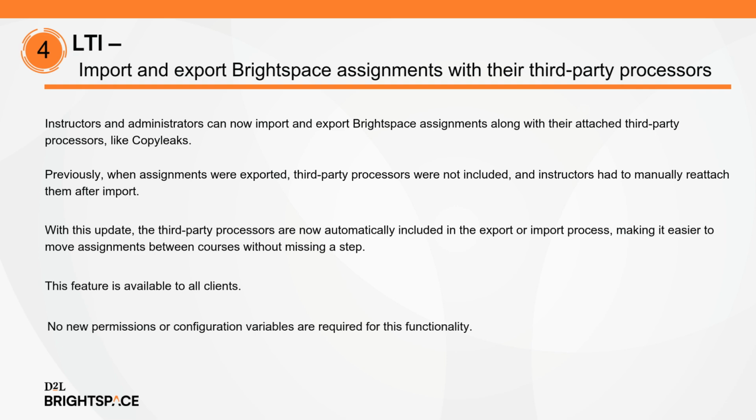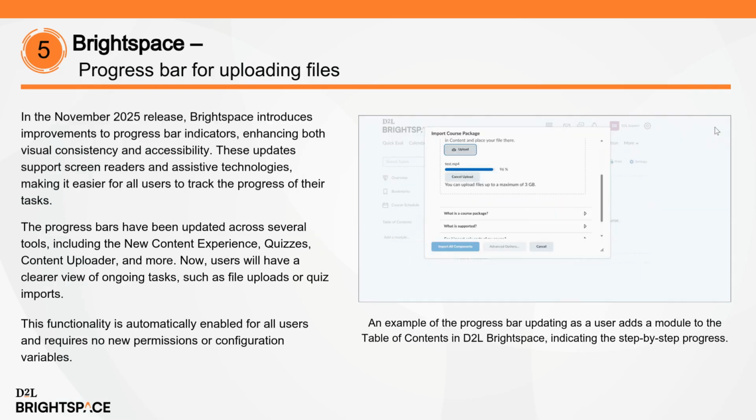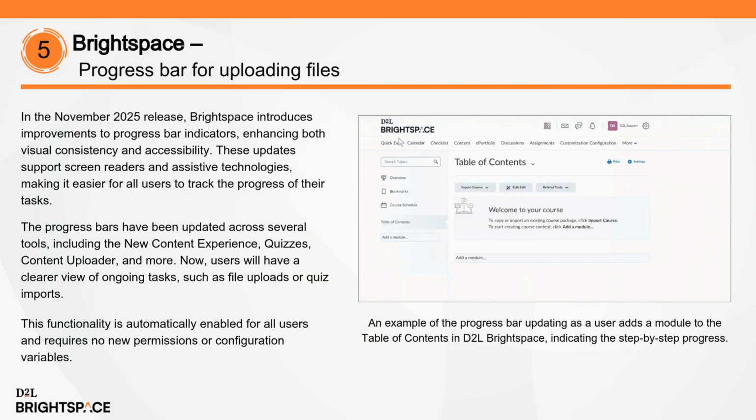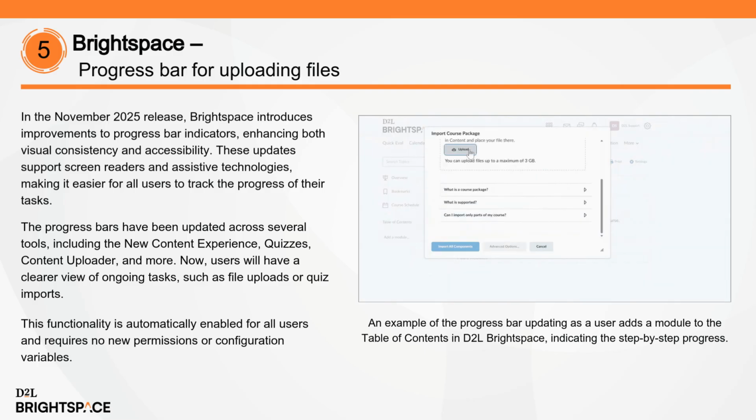This feature is available to all clients and doesn't require any new permissions or configuration variables to be enabled. In the November 2025 release, Brightspace introduces improvements to progress bar indicators, enhancing both visual consistency and accessibility. These updates support screen readers and assistive technologies, making it easier for all users to track the progress of their tasks.